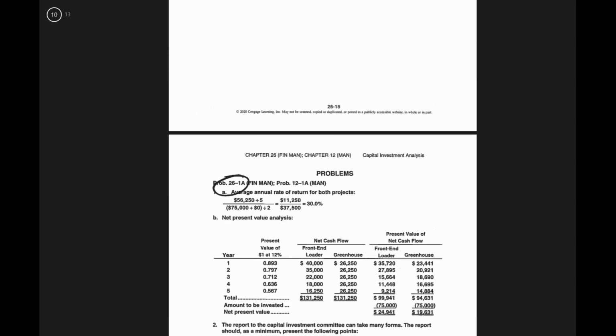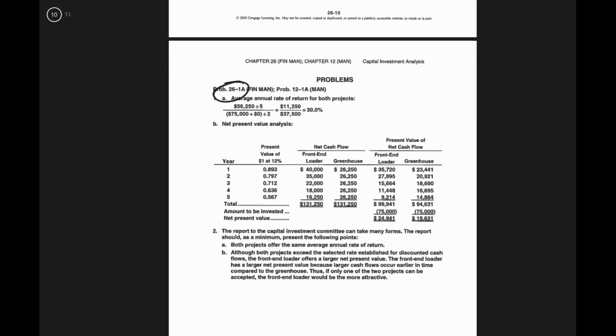All right. Problem 1A. It asks you to calculate the average rate of return, the net present value for this company. There is 2 capital investment proposals, the front end loader and the greenhouse. Each project requires an investment of $75,000. Straight line depreciation will be used. No residual value. The company has a hurdle of 12%.